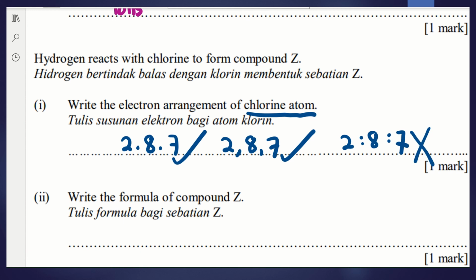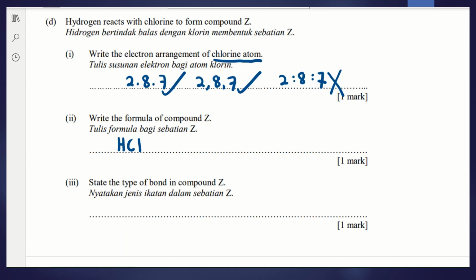Next, write the formula of compound Z. Compound Z is HCl. Next question, state the type of bond in compound Z. We have two types of bond, either covalent or ionic bond. Compound Z has covalent bond since this reaction involves sharing of electrons.